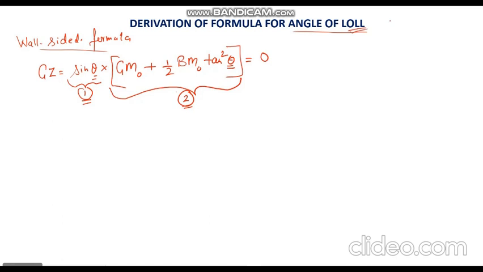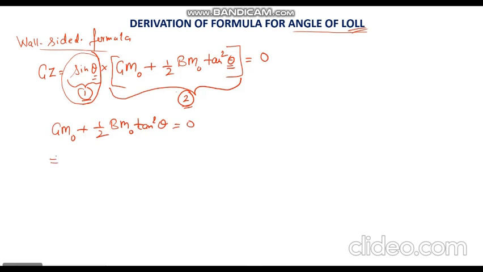The vessel is already heeled to the angle of loll, so theta will have some value. And if theta has some value, then sine theta cannot be 0, because sine theta is 0 only for 0 degrees, right? Yes or no? Yes, sir. So sine theta cannot be 0 for a vessel which is already heeled. Theta exists, so sine theta cannot be 0. That means at the angle of loll, the expression in the brackets needs to be 0. That means GM initial plus half BM initial tan square theta will be 0 at the angle of loll. You can write I also if you're used to, it doesn't make a difference.